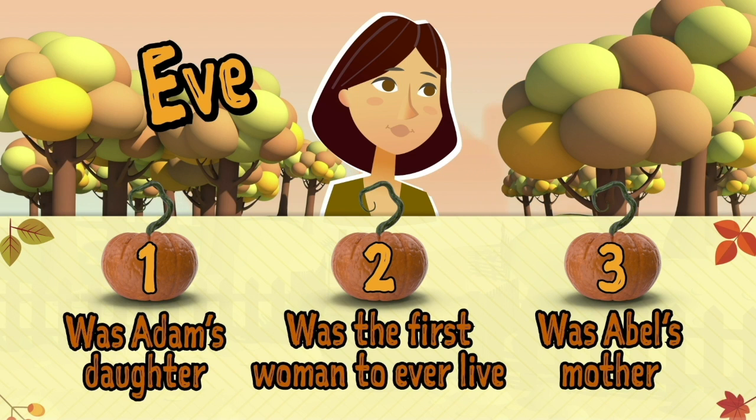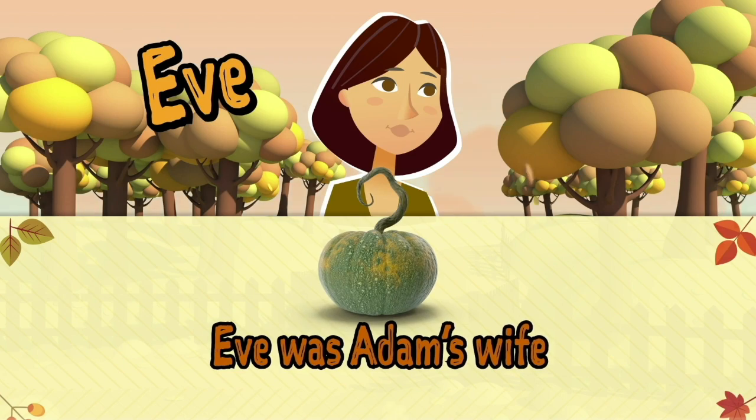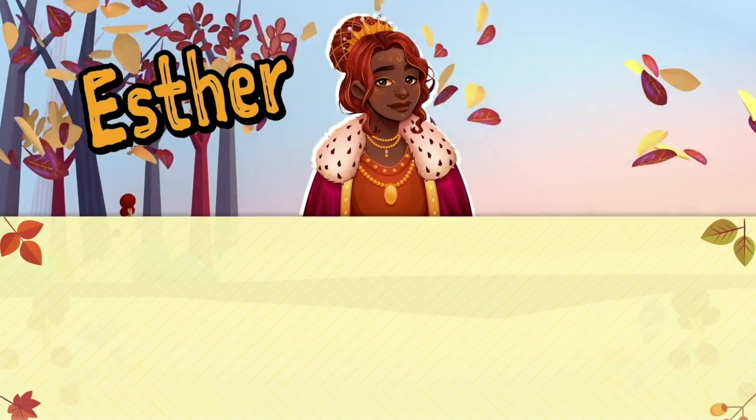Time's up! Who is holding up 3 fingers? You should be holding up only one. Eve was actually Adam's wife. Esther is our next Bible character.